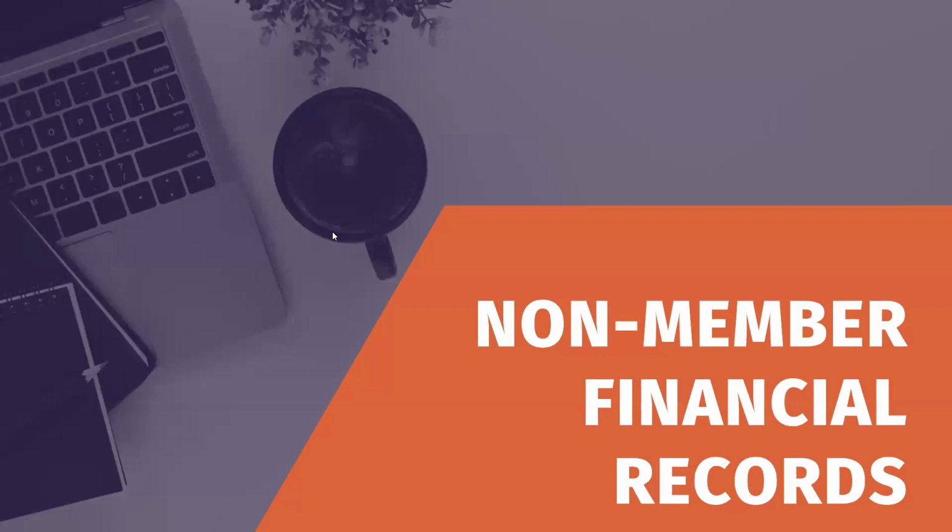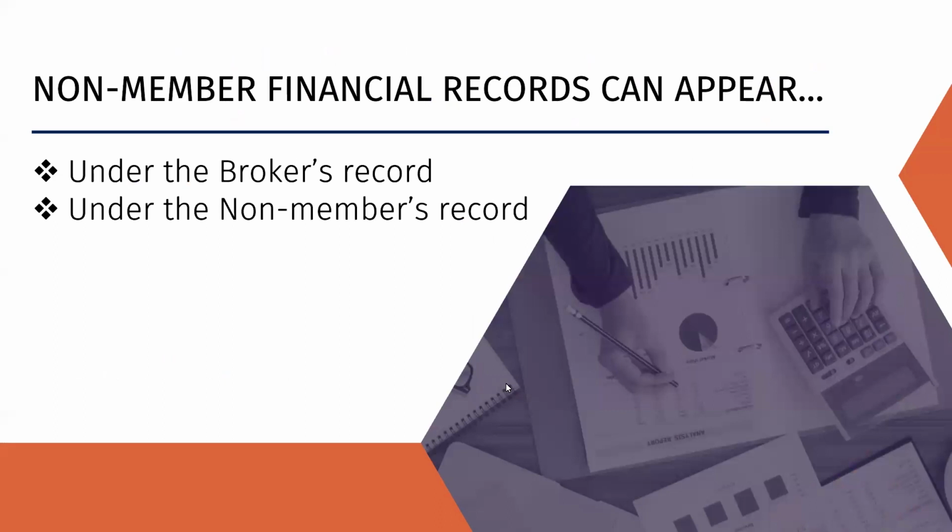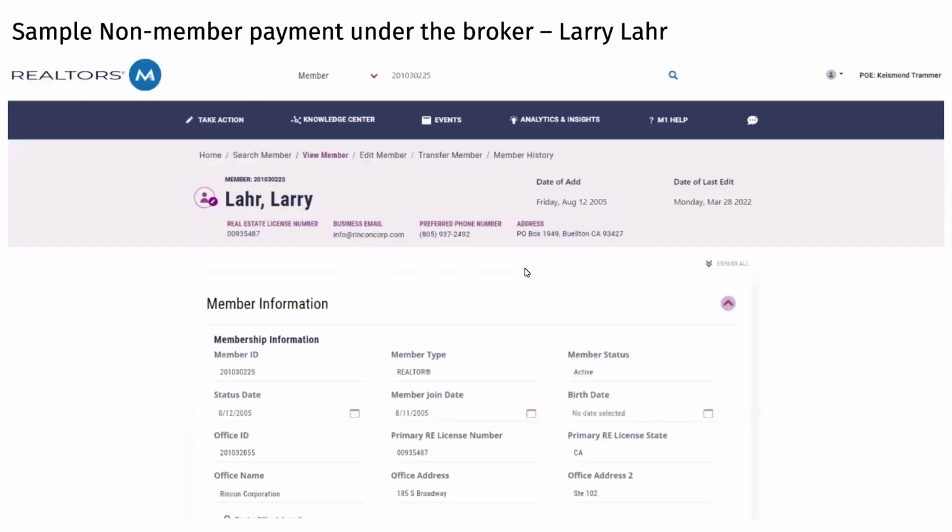All right, so let's talk about non-member financial records. Non-member financial records can appear under the broker's records, and it can also appear under the non-member's record. So in this example, I'm going to show you a non-member payment, and what it looks like when it appears under the broker's record.